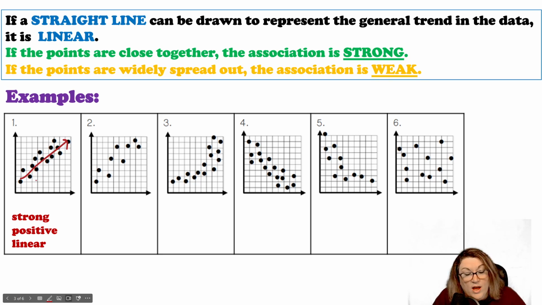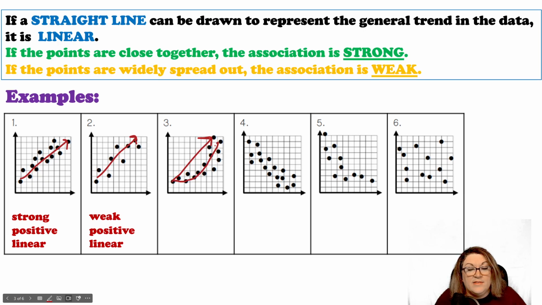Now, on the second one, it looks like more of a weak positive. It's still going up from left to right, but the points aren't as close together. And it's still linear. This third one here is also positively sloped, going up from left to right. But if you notice, it's actually curving like this. And because it's curving and not going straight like the line I wrote above it, we can't call this one linear. So I would say this one's pretty strong.